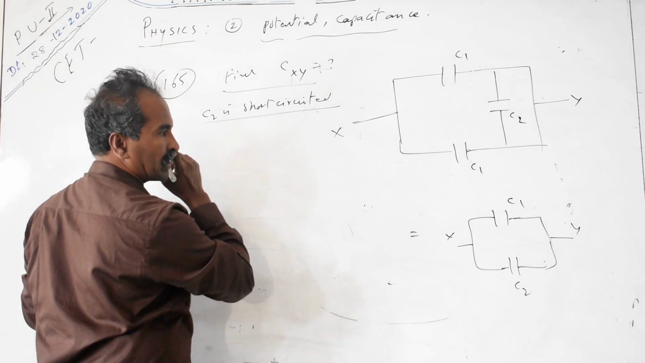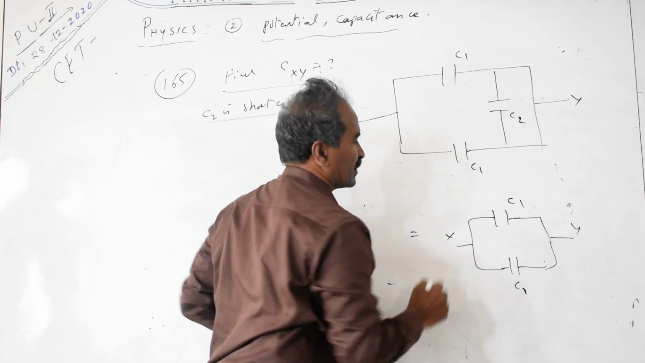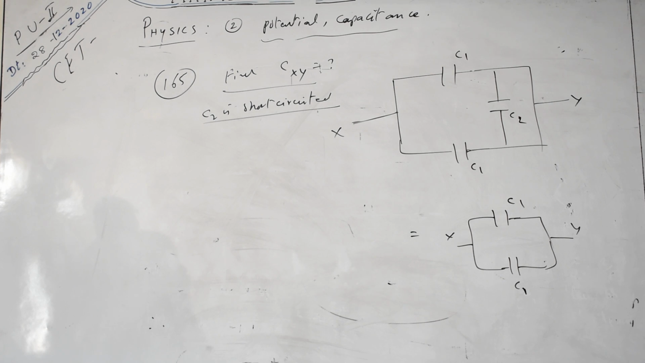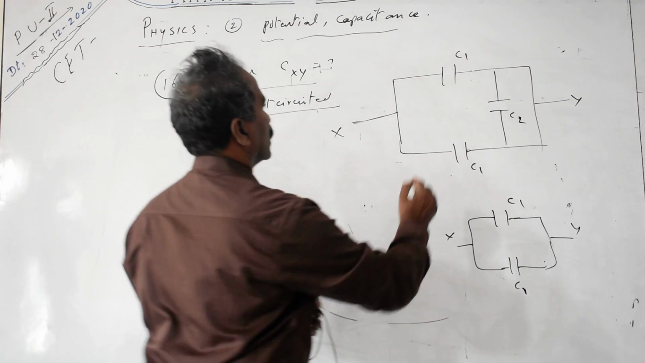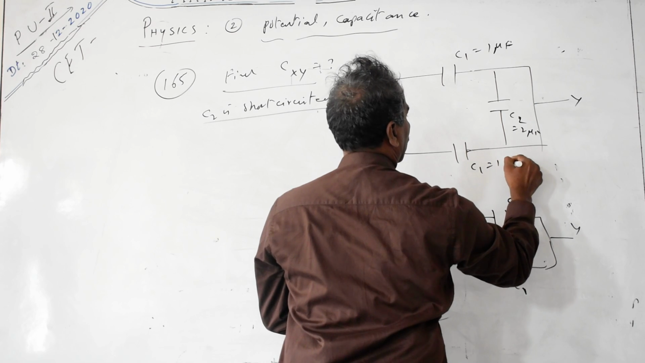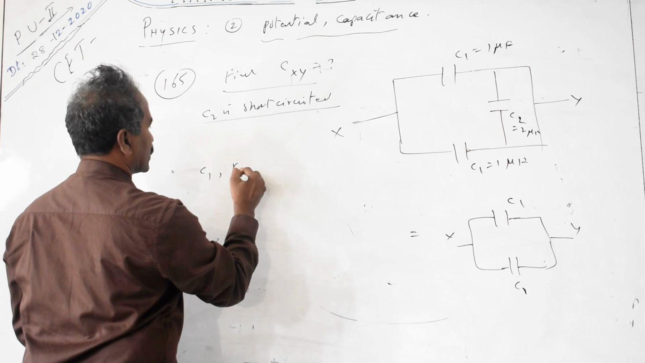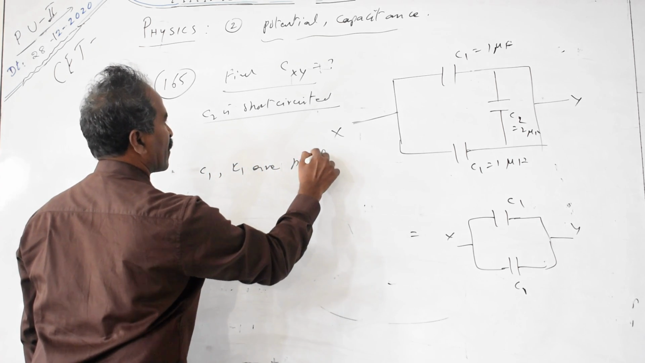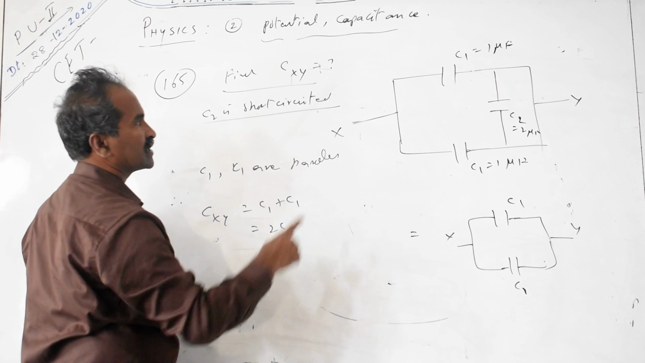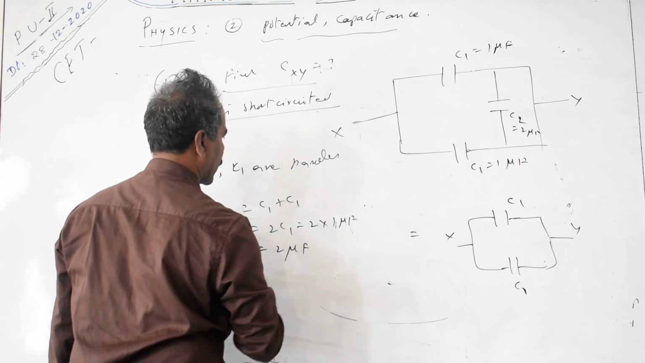In this diagram, C2 is short circuited. Charges are not stored. So what do you get here? Only C1 comes in parallel with the other C1. Values are given in the problem: C1 is 1, C2 is 2. This is 1 microfarad, this is 2 microfarads, this is also 1 microfarad. So the result CXY: C1 and C1 are parallel. Therefore, CXY equals C1 plus C1, which is 2C1. C1 is 1 microfarad, so 2 into 1 microfarad equals 2 microfarads. That is the answer.